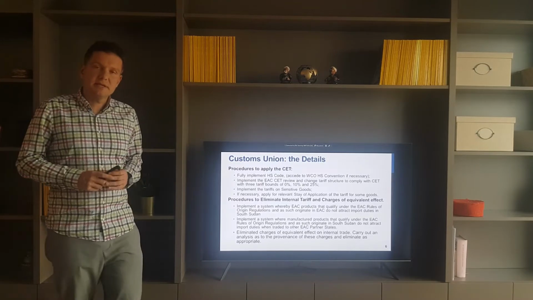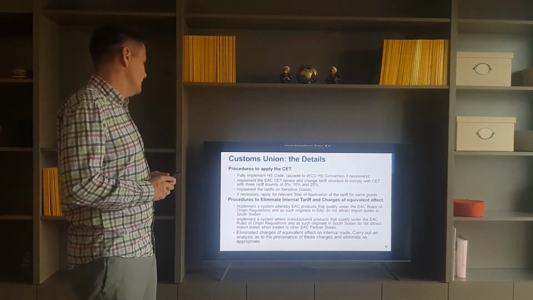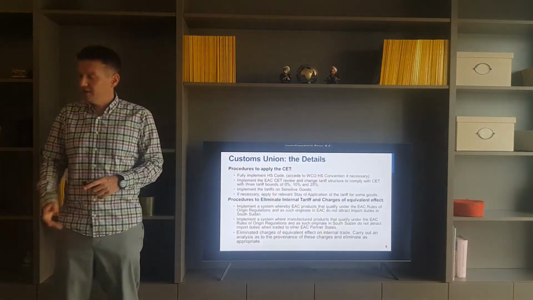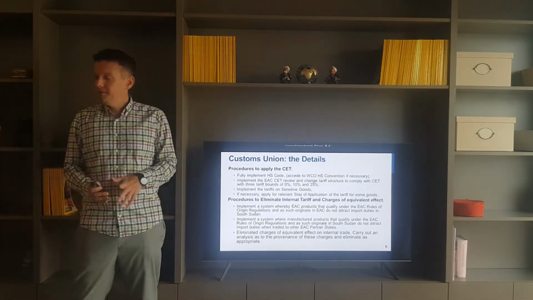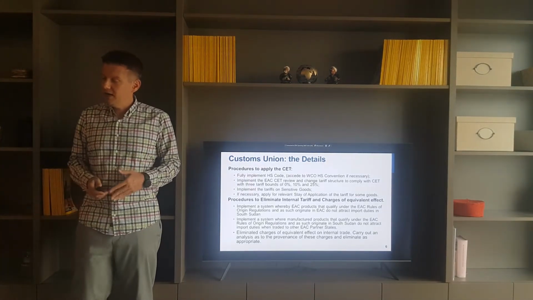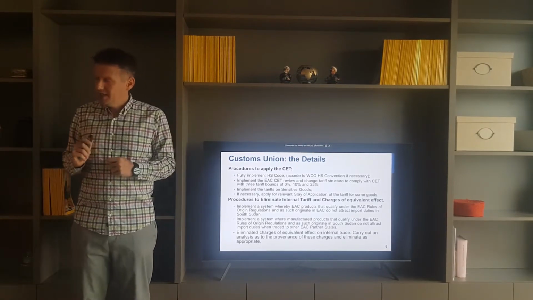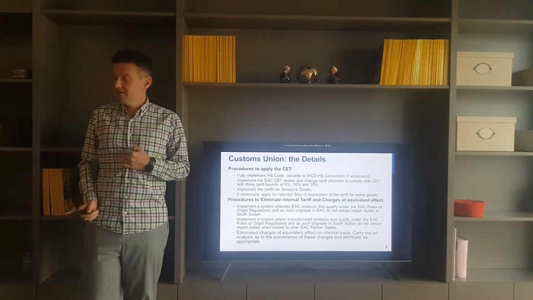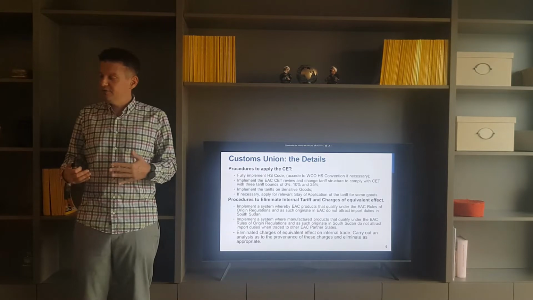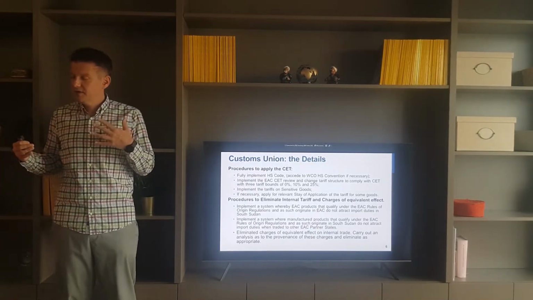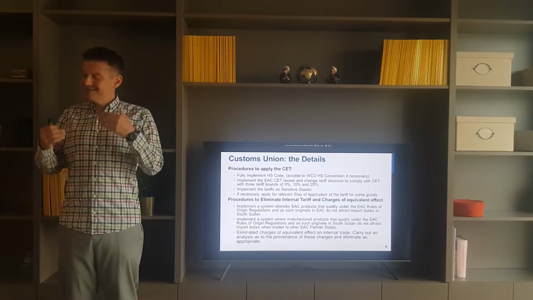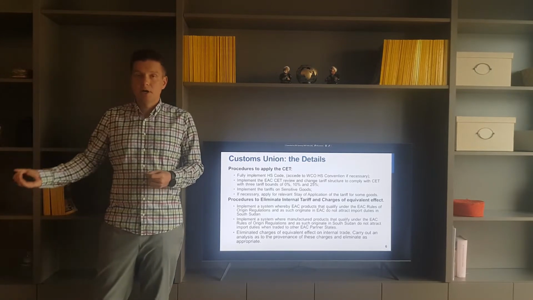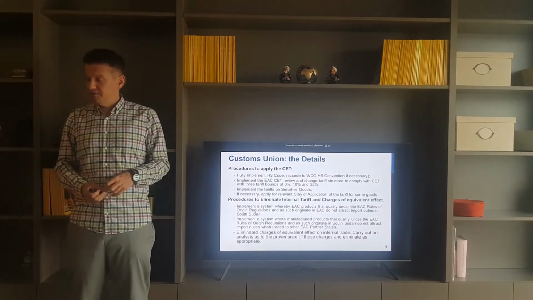So, what does South Sudan need to do in order to eliminate internal tariffs and charges of equivalent effect? What does the country need to do? Implement a system whereby EAC products that qualify under the EAC rules of origin regulation, and as such originate within the EAC, do not attract import duties. I will talk about this in a moment in more detail. Implement a system where manufactured products that qualify under the EAC rules of origin regulation and originate in South Sudan do not attract import duties when traded to other EAC partner states. That is the flip side of the same argument that I just made.